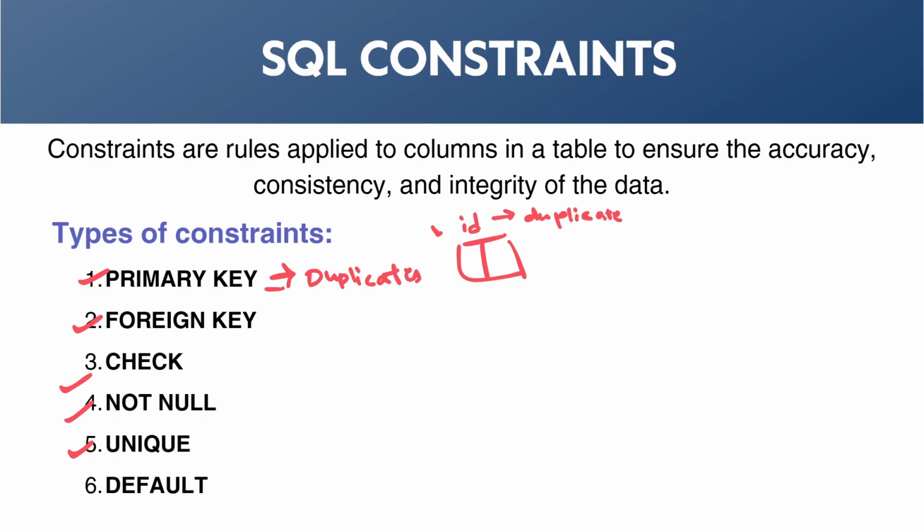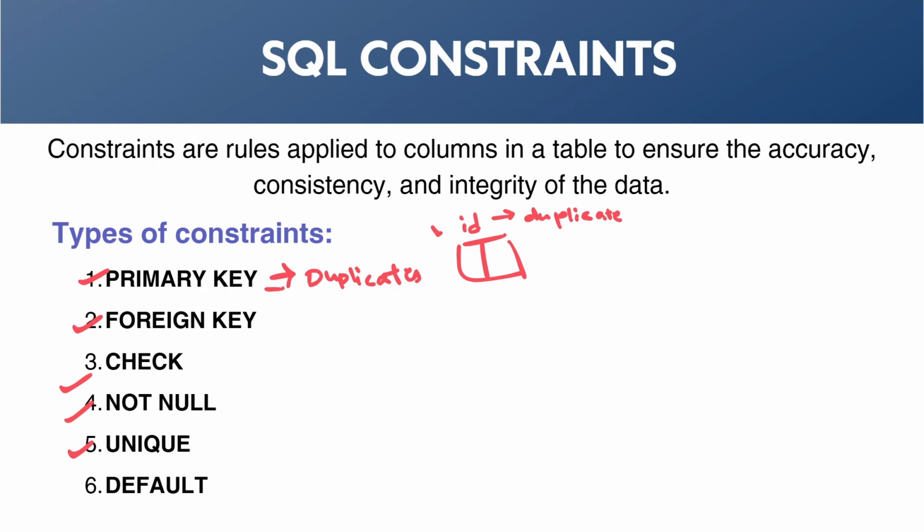Next comes the foreign key constraint. Foreign key constraint ensures that the values in a column are valid by enforcing a relationship with another table. It's like making sure that only valid students enroll in courses. Alright, so that is about foreign key.